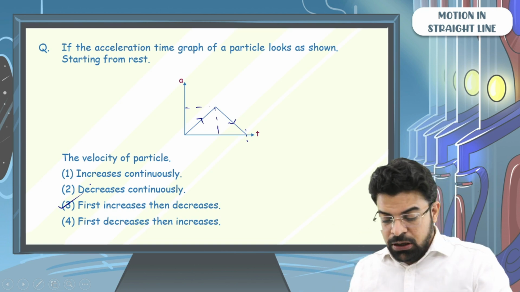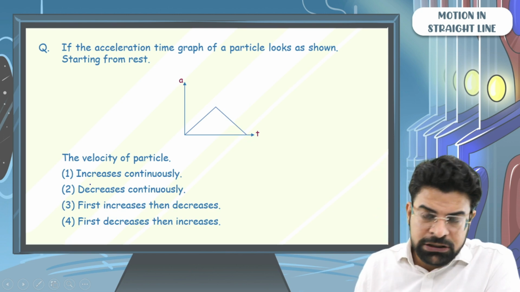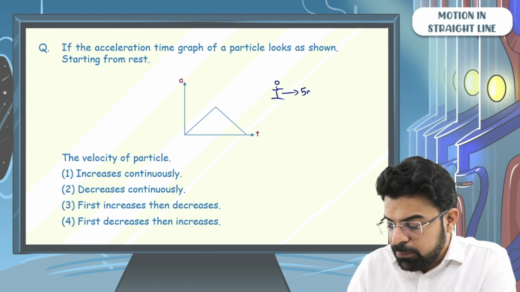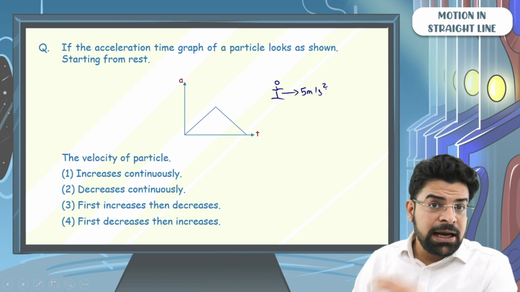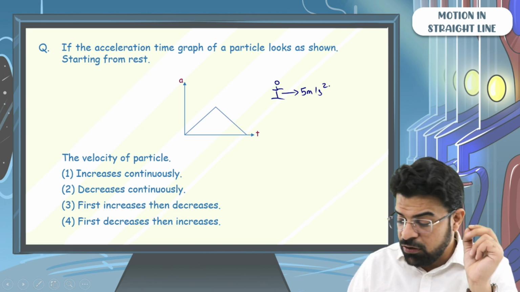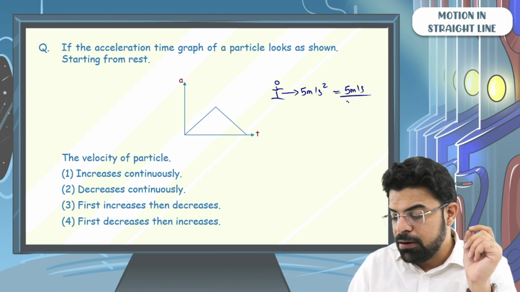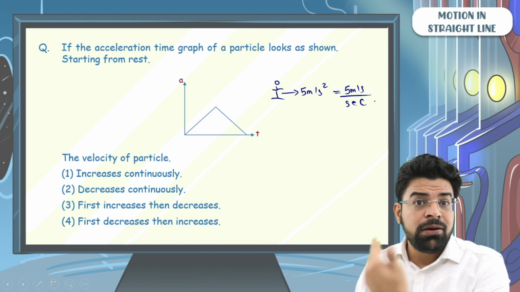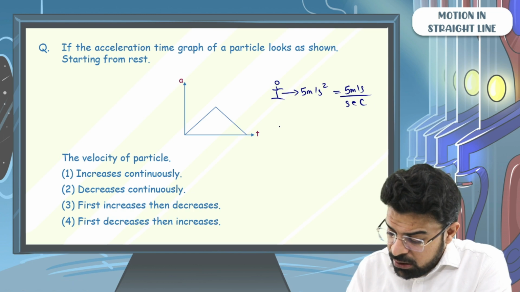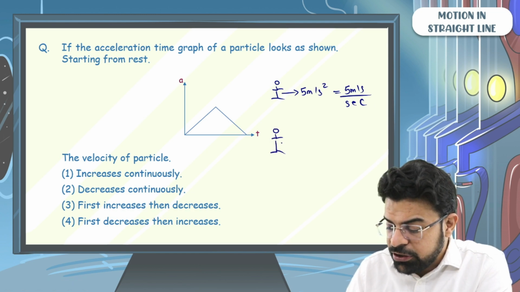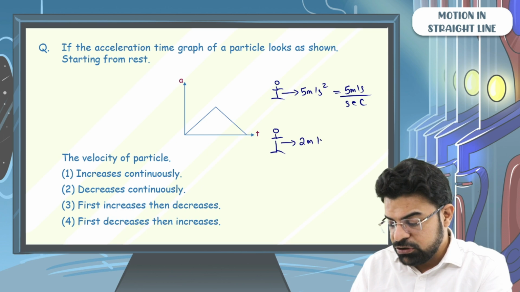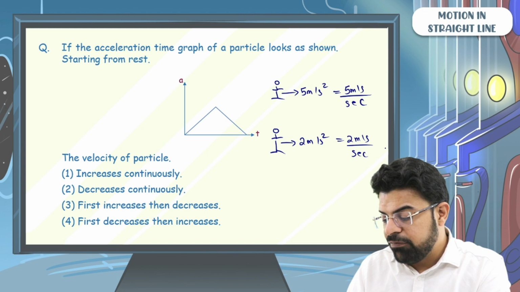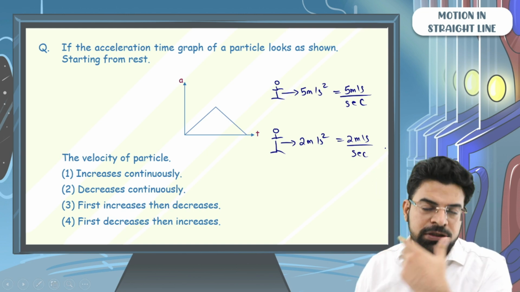But that is wrong. To make you understand this, I will ask you a simple question. Let's say a person has an acceleration of 5 meter per second square. It means that the velocity will increase in the direction of acceleration by 5 meter per second per second. So every second the velocity will increase at a rate of 5 meter per second. Now let's say the acceleration of this person reduces to 2 meter per second square. So now every second the velocity will increase by 2 meter per second.